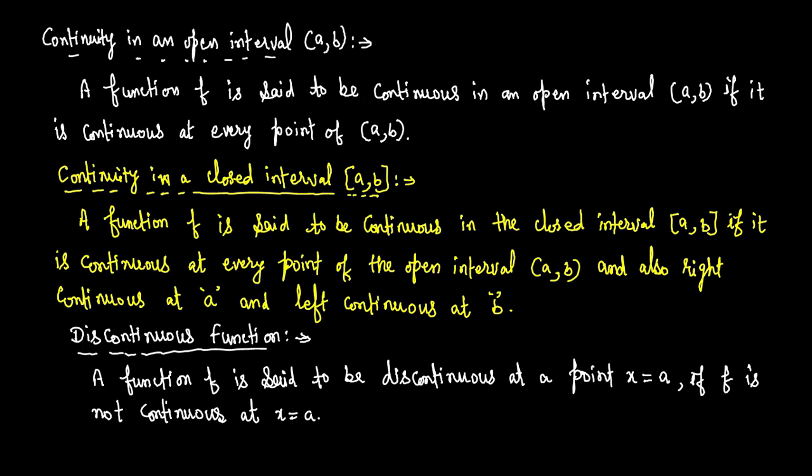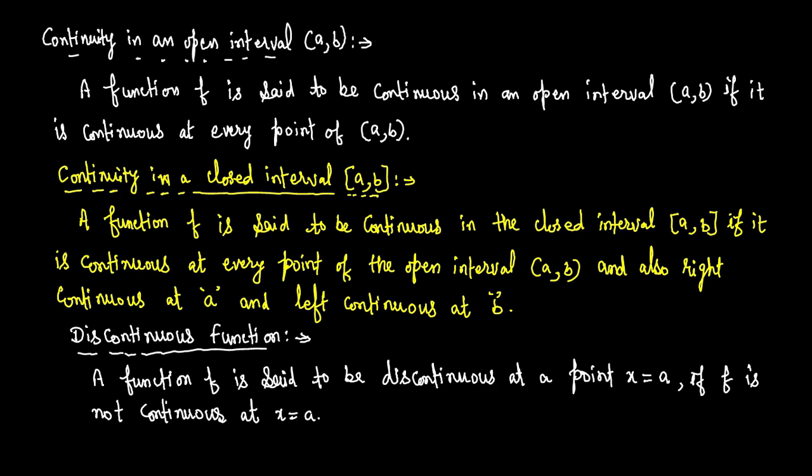Next thing is continuity in open interval. In this slide we are going to define continuity in open interval, closed interval and discontinuous function. When we talk about the open interval, you know very well that the endpoints are not included. So if the function is continuous at every point of that interval, then we say that function is continuous in that particular open interval AB.